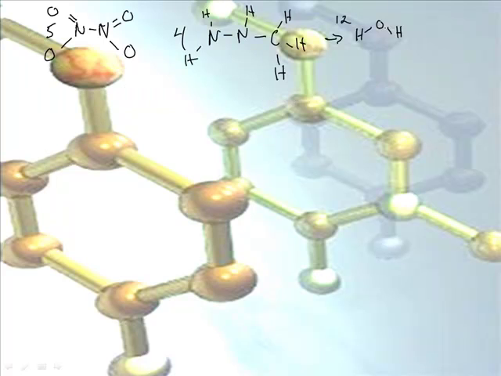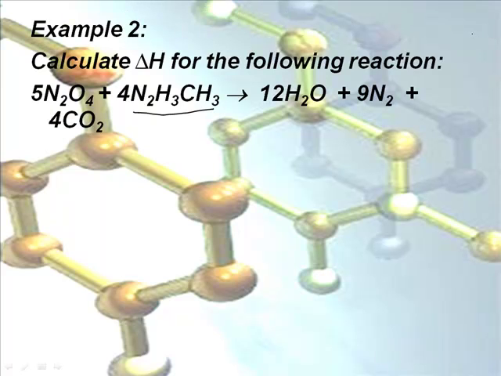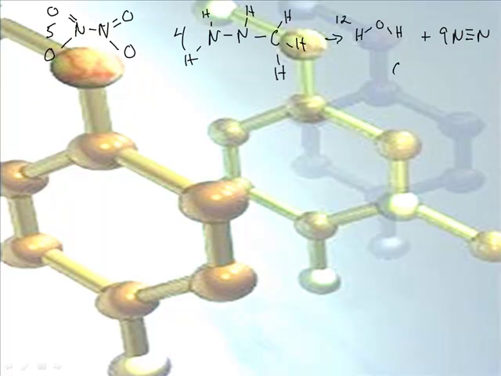Plus 9 nitrogens. Nitrogen has a triple bond holding it together because he needs 3 bonds, generally speaking. And in carbon dioxide, carbon needs 4, and the only way to really make everybody happy is to do a double bond. And that's 4 of those. So now we're going to total everything up.